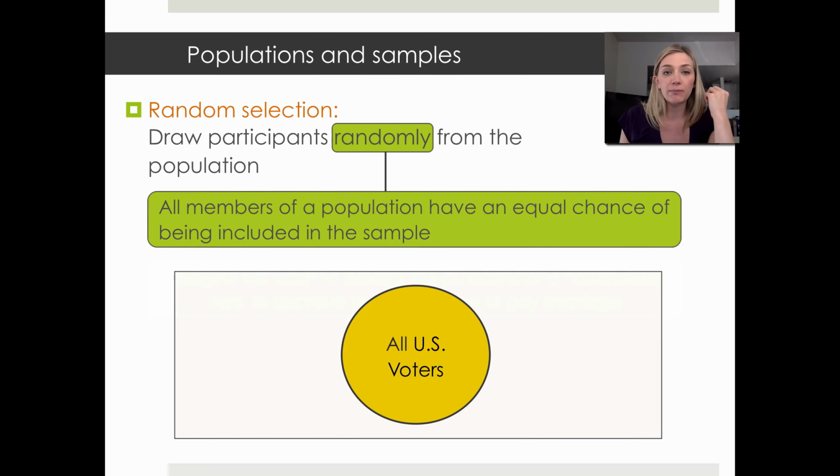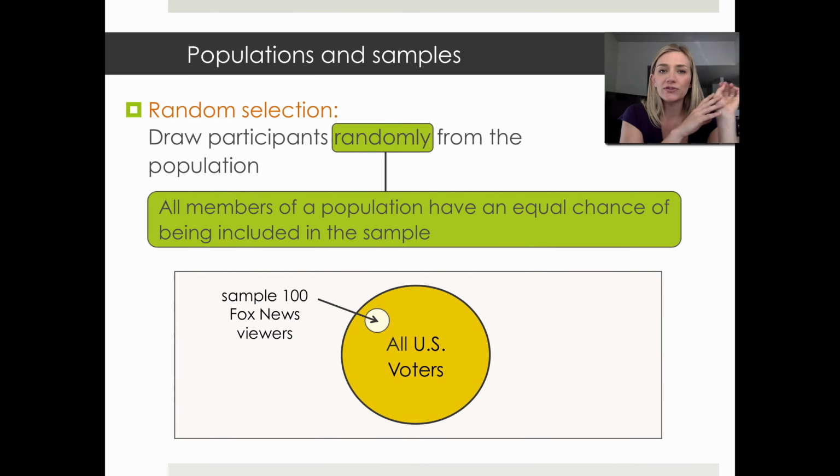Now, if I'm going to draw a sample of 100 voters, it may not be very good to select a sample of 100 Fox News viewers because that sample is systematically different from the population as a whole. People who watch Fox News tend to be more right-wing, tend to be more conservative than the average U.S. citizen. And so what we find to be true of Fox News viewers may not also be true of U.S. voters as a whole. So that's not a very representative sample.